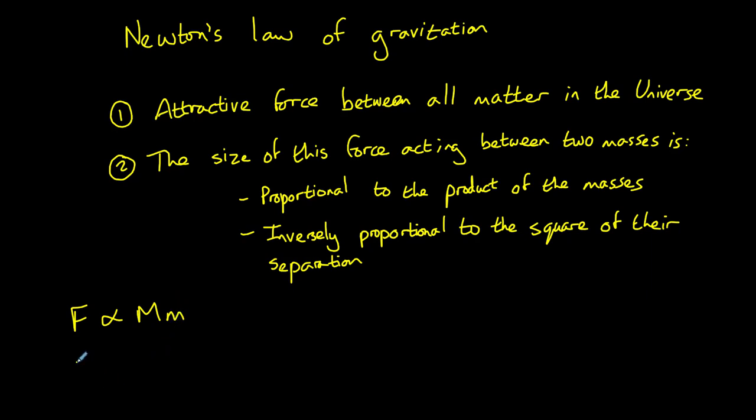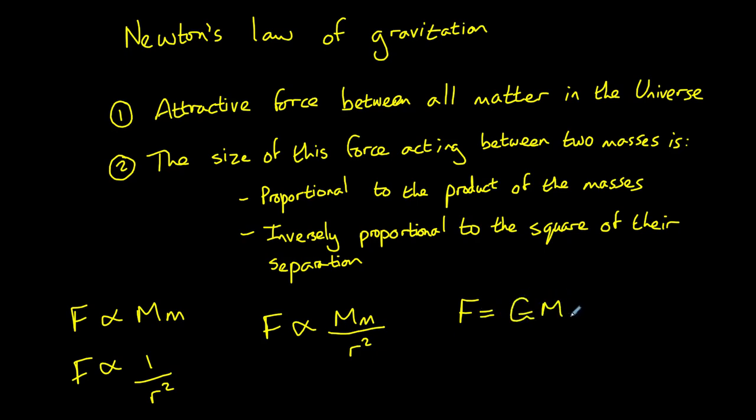We can also say that F is inversely proportional to their separation, where we use R to refer to separation. So combining these, we can say that F is proportional to the product of the masses divided by the square of the separation. Using the constant of proportionality big G here, we can write F is equal to big G, big M, little m divided by R squared.